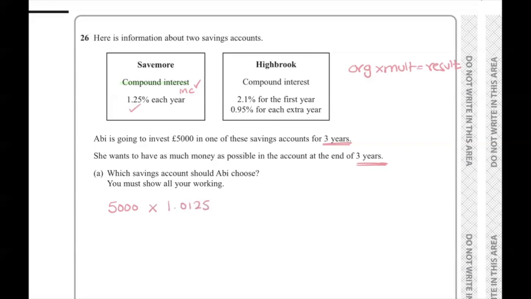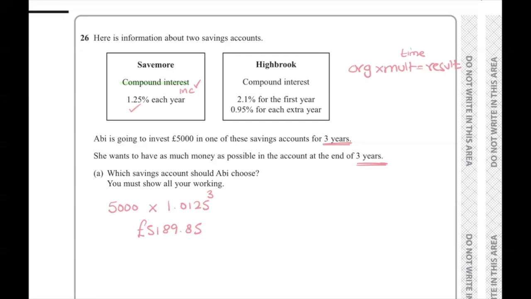1.0125. Our multiplier is 100% plus the percentage in the question. And then to get it in its decimal form, we divide by 100. We saw that earlier in this paper. And because we have this period of time, it actually gets added onto the multiplier as a power. So we will put our 3 and we will throw that in our calculator. And that is the amount we get with save more.